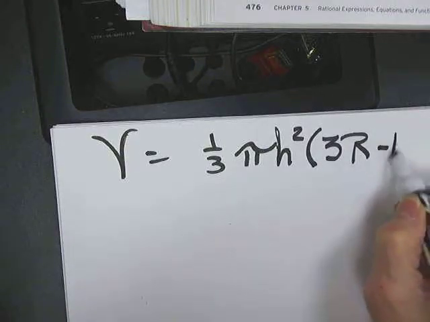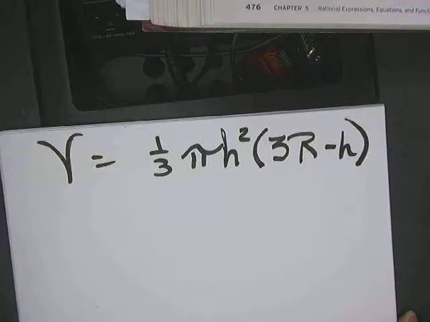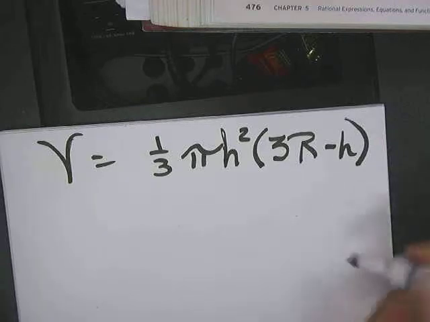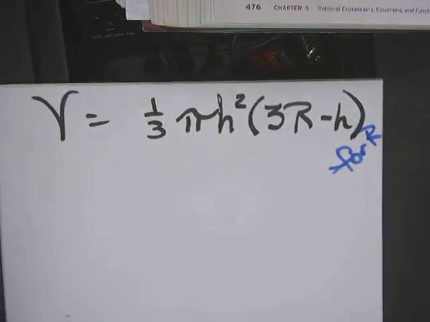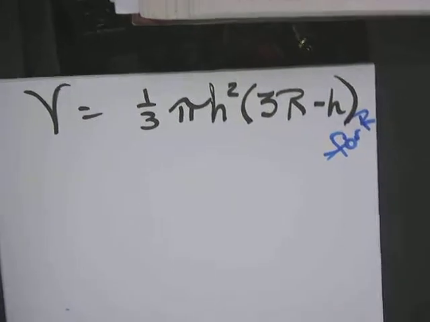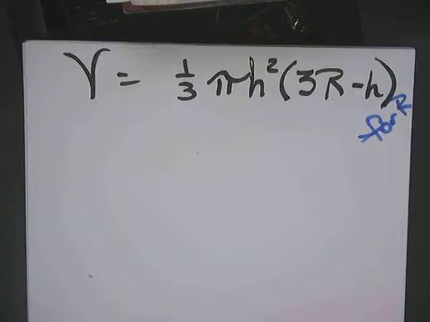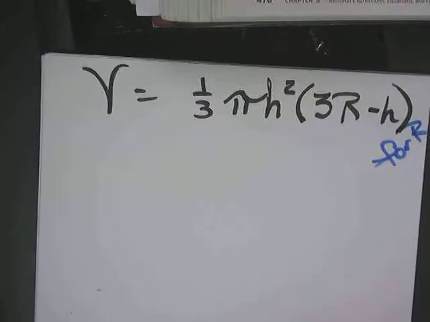Here's one here. Volume equals 1/3 pi height squared times 3R minus H. So that's the volume. I don't know for sure what that is. It's kind of like the volume of a cone, but I'm not sure about this one. Okay. Solve this for capital R.